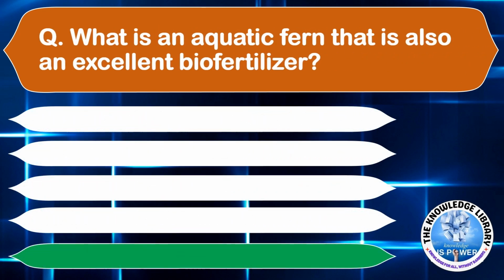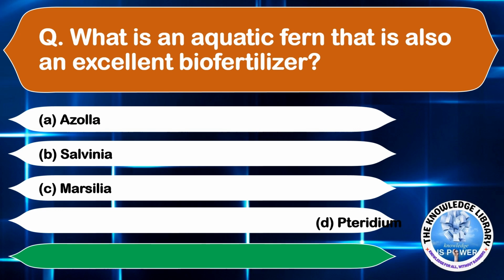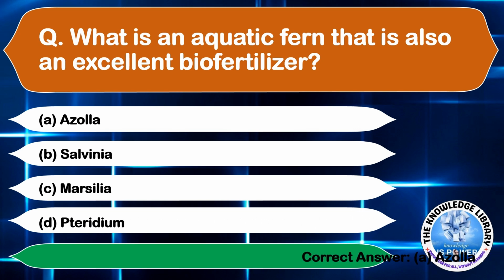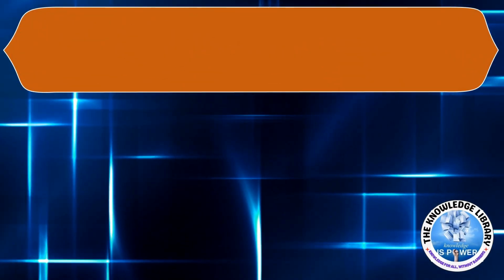What is an aquatic fern that is also an excellent biofertilizer? Option A, Azolla. Option B, Salvinia. Option C, Marsilea. And option D, Pteridium. The correct answer is option A, Azolla. Moving on to the next question.